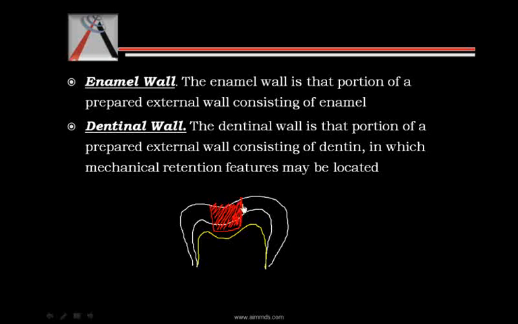Now if we notice, this external wall of the cavity is partly in enamel and partly in dentine. The part of the wall that is in enamel is called as the enamel wall, and the part of the wall that is in dentine is called as the dentinal wall. So as simple as that.